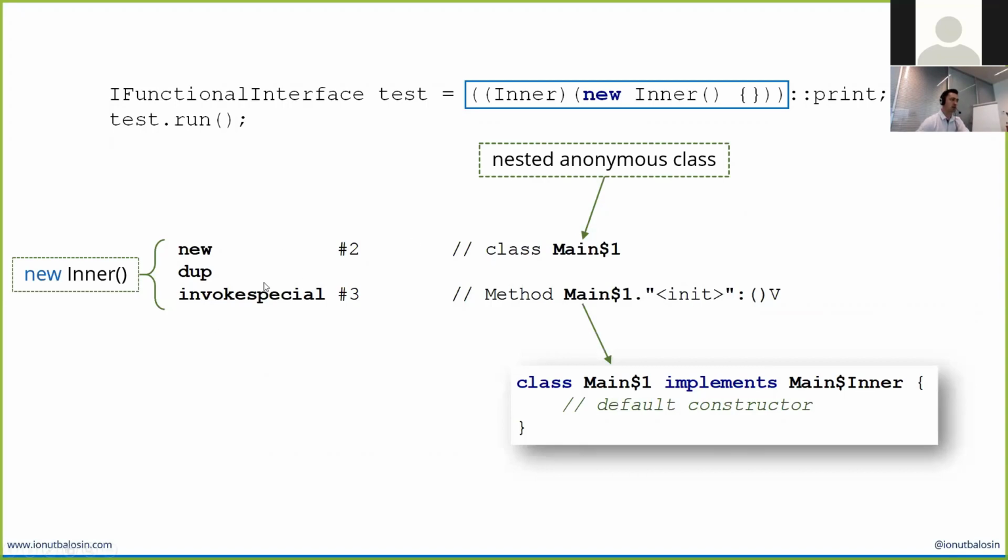However, at the bytecode level, this new corresponds to three instructions: new, dup, and invokespecial. Every time you create an instance of something, there is a new, a dup, and an invokespecial. These are the three opcodes specific for creating an instance. So what we have until now is that this new Inner creates under the hood a class, Main$1, which implements the interface.